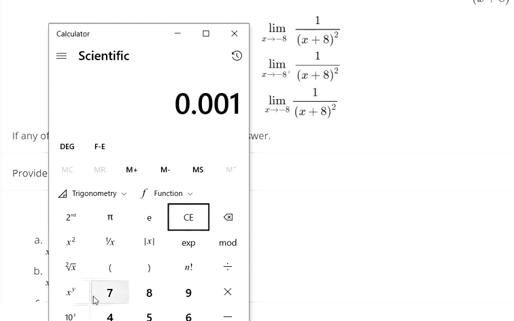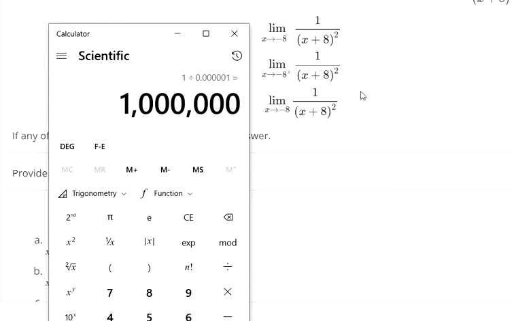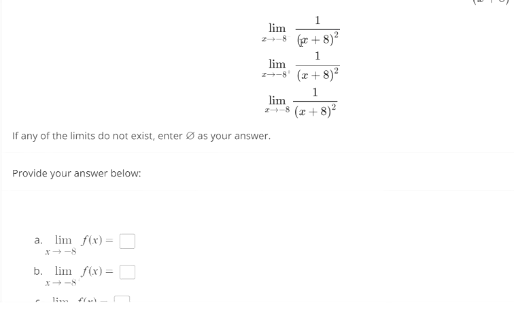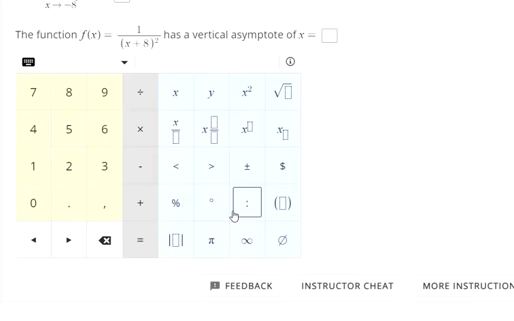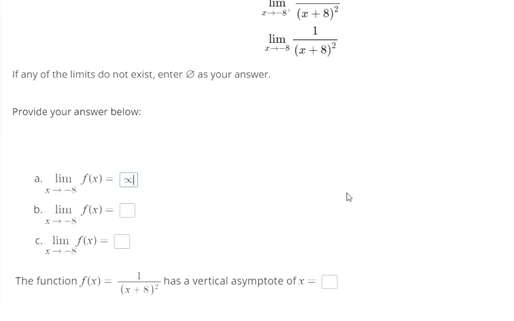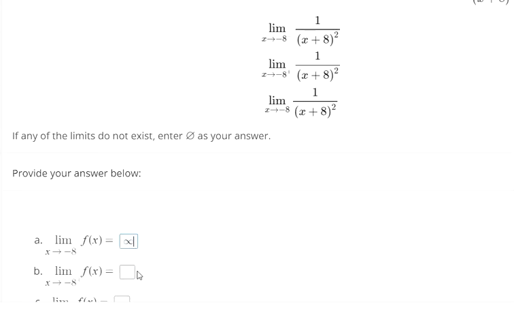So -0.001, if you square that, it makes it positive. And so 1 divided by this really small number is 1,000,000. And you can imagine if you get even closer, it gets even larger. So we're going towards positive infinity for y values. The y values don't stop climbing.